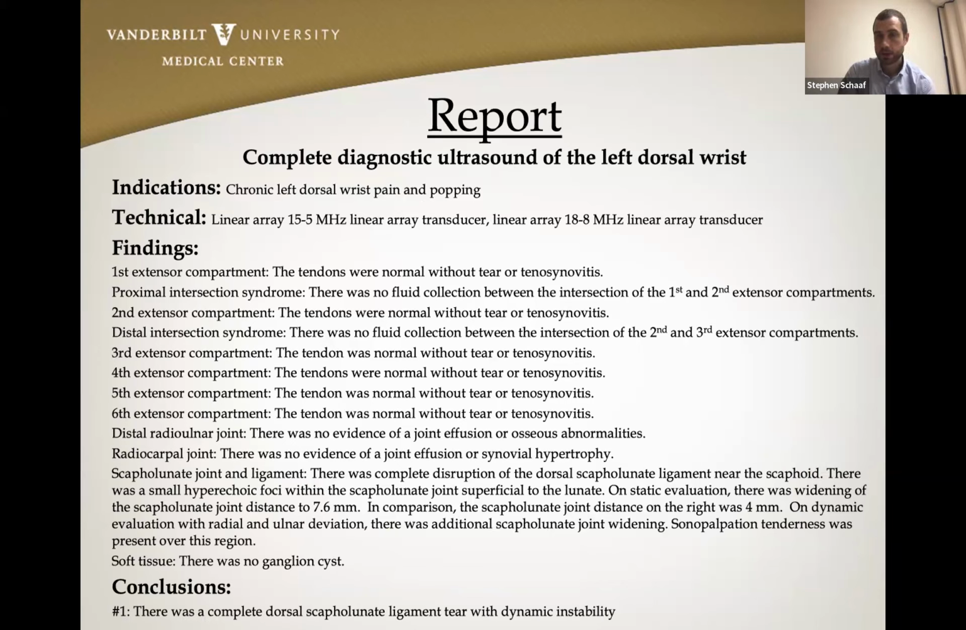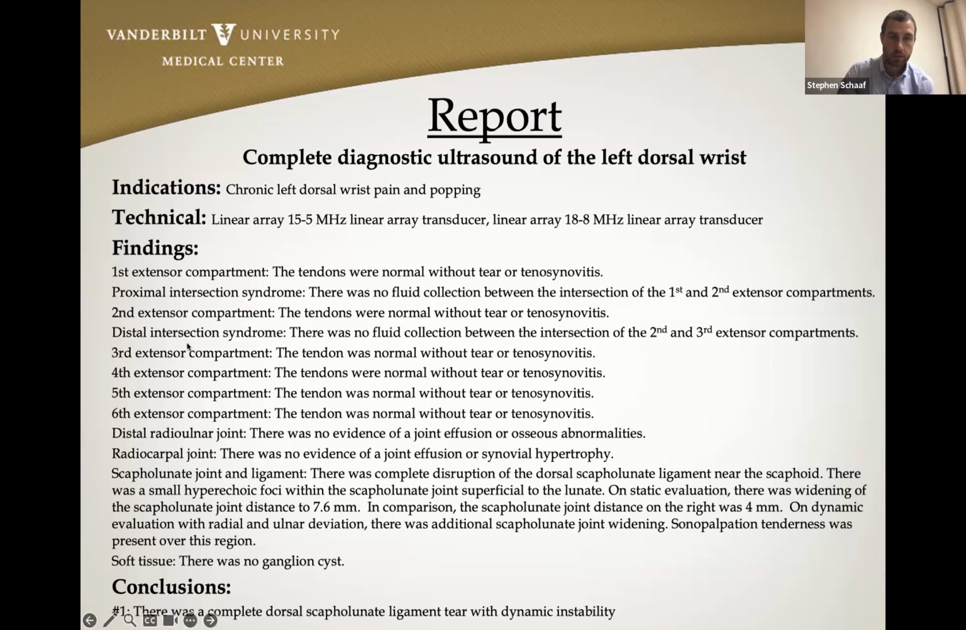So first and foremost, we performed a complete diagnostic ultrasound of the left dorsal wrist. The indication for this case was dorsal wrist pain and popping. The technical components were that we used both a linear array transducer, 15.5 megahertz, as well as a linear array transducer with a small footprint, 18.8 megahertz width. And then now going into more of the findings that we saw from this case.